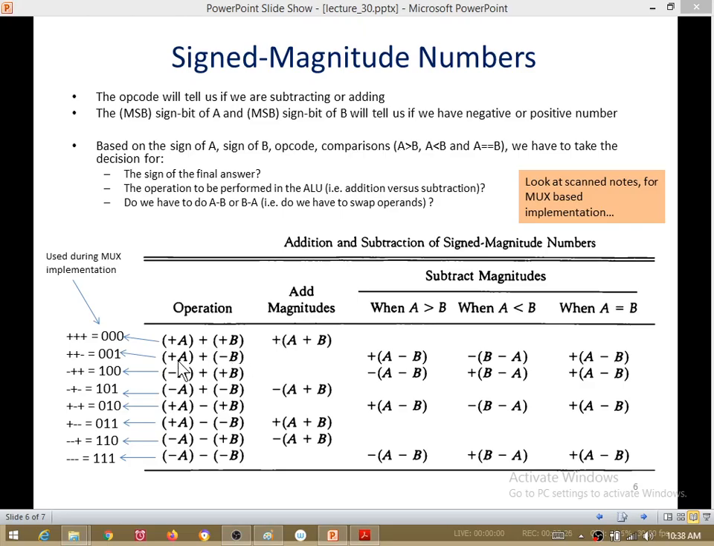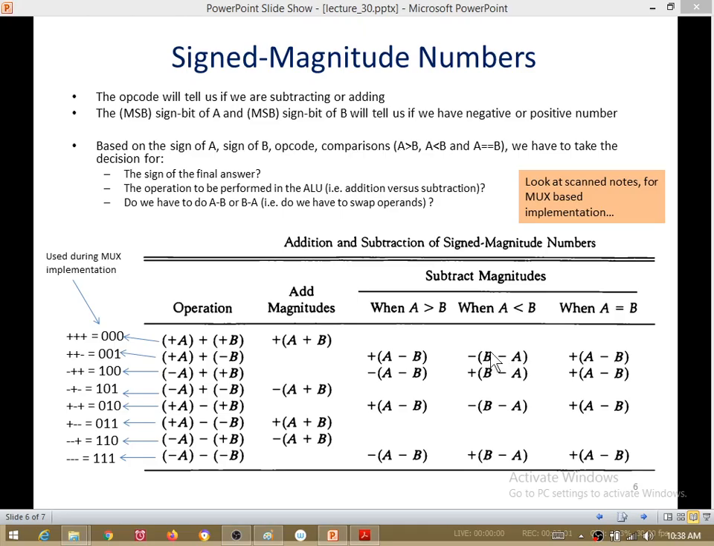Similarly, here it is saying that if I have to do A plus minus B, then I have to go into this process, that I have to check if A is greater than B. For this process, if A is greater than B, then I can simply convert this into simply doing A minus B. So this is saying that the magnitudes can be simply subtracted and the sign of the final answer is shown over here.